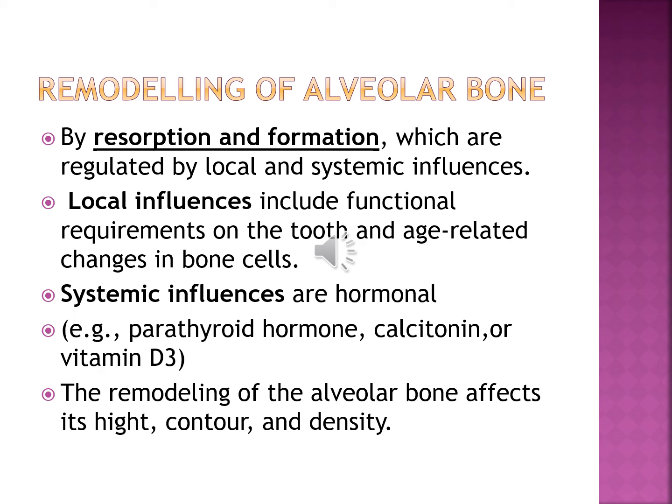The systemic influences are usually hormonal, which involves parathyroid hormone, calcitonin, or vitamin D3 deficiency, which usually affects alveolar bone formation. And the remodeling of the alveolar bone usually affects its height, contour, and density. So the balance between the formation and resorption is very important to maintain a healthy alveolar bone.